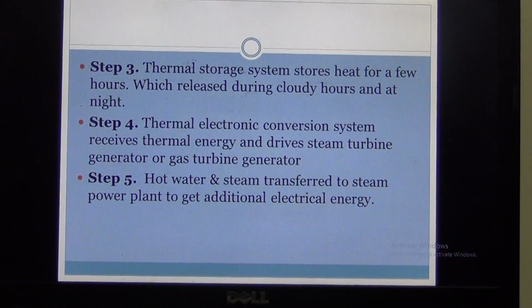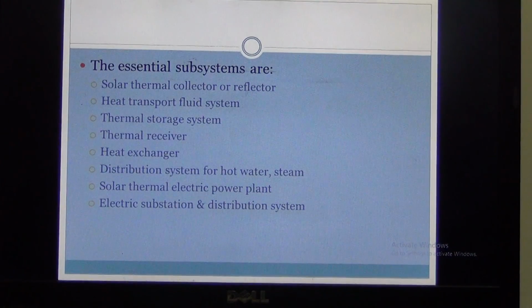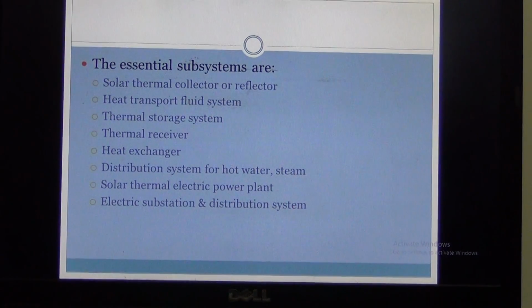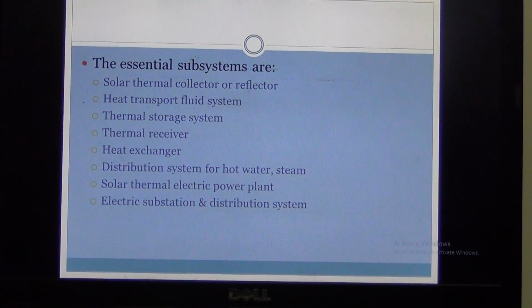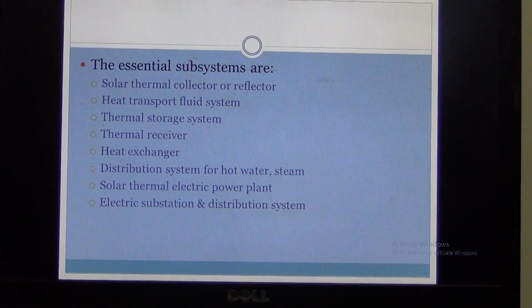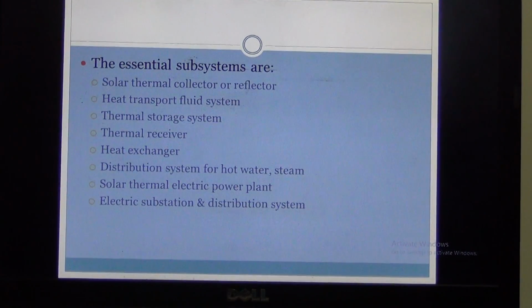Step 4, the thermal to electrical conversion system receives thermal energy and drives a steam turbine generator or gas turbine generator. And finally, step 5 involves the hot water and the steam transported to a heat power plant to get additional electrical energy. Besides the solar power plant, the solar plate collectors, the storage, and various things we have covered before, a few other subsystems are being used.